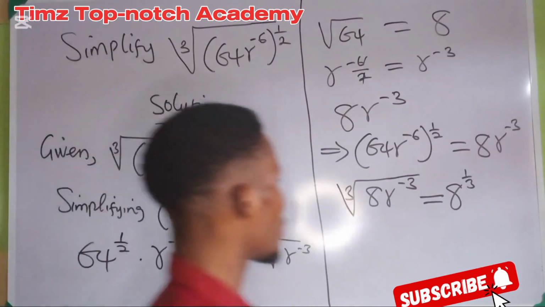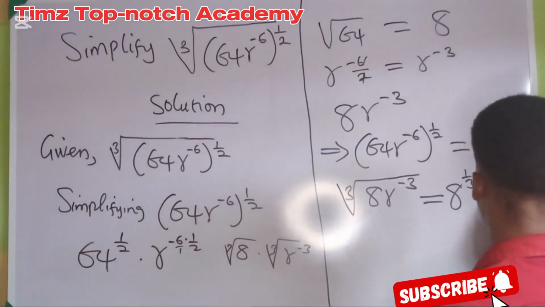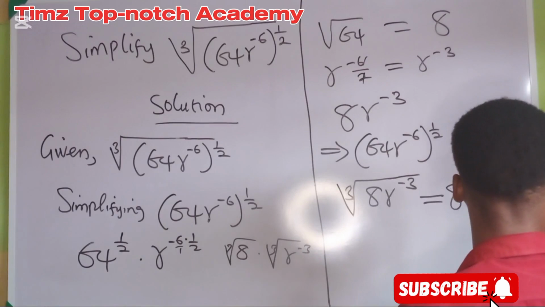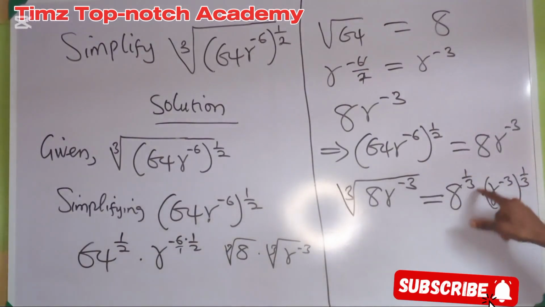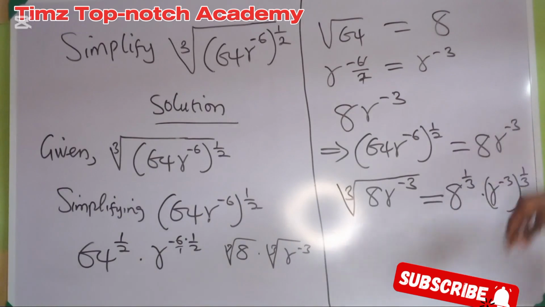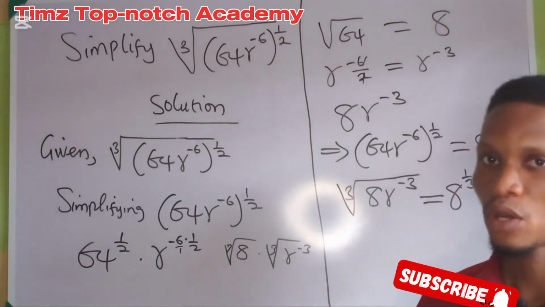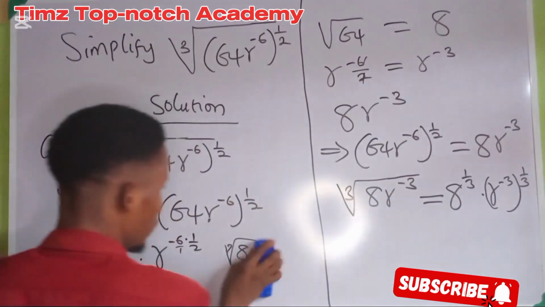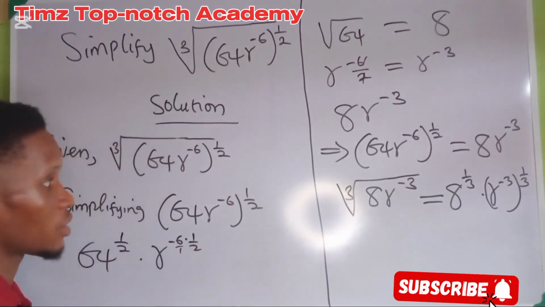So if you do that now, that means we are having here r raised to the power minus 3, all raised to the power 1 over 3, because 1 over 3 stands for cube root. 1 over 4 is the fourth root, while 1 over 2 is a square root. So that's why I'm writing this here, so that this does not confuse you.